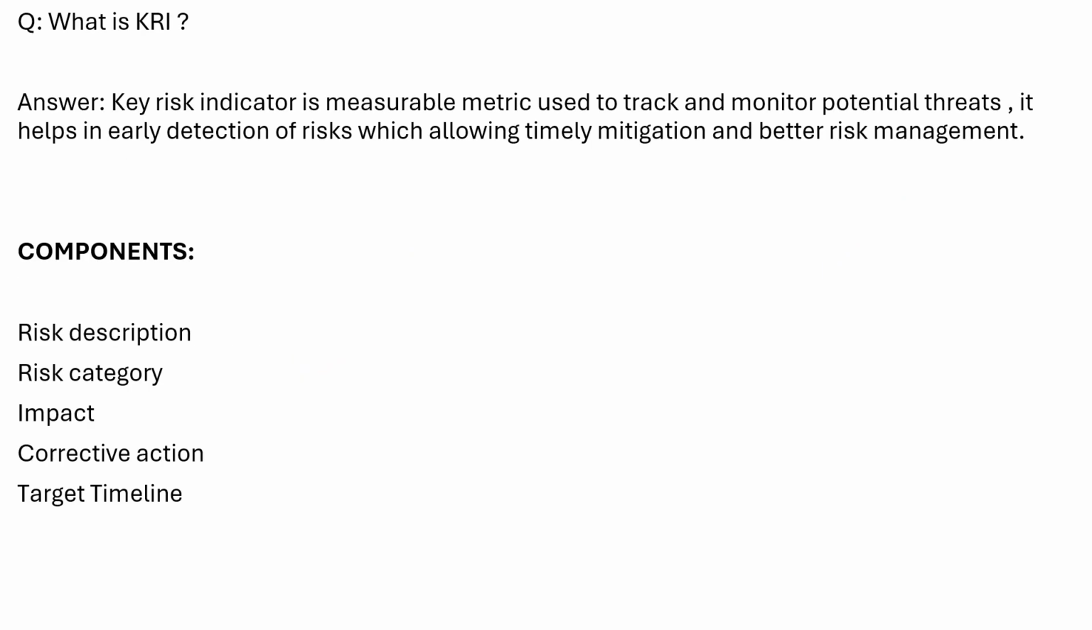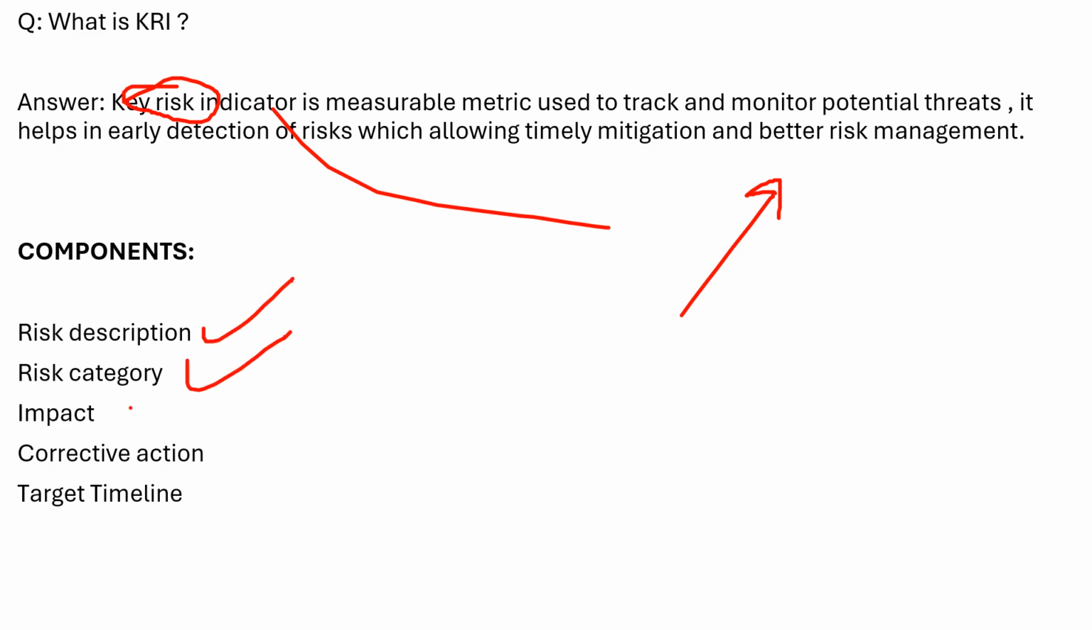What is KRI? KRI means key risk indicator. If we discuss more about key risk indicator, it's very simple. It's an indicator from where we can measure the level of risk. How to measure? By having the risk description, by having the risk category, by having the impact of the risk, by measuring the corrective actions, and by measuring the target timeline we have.